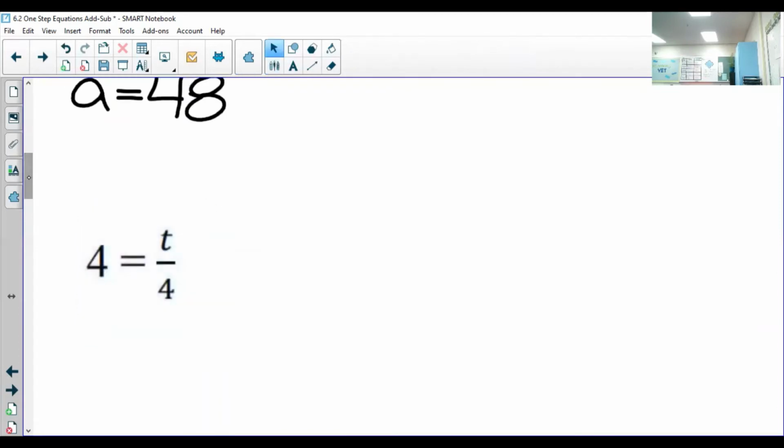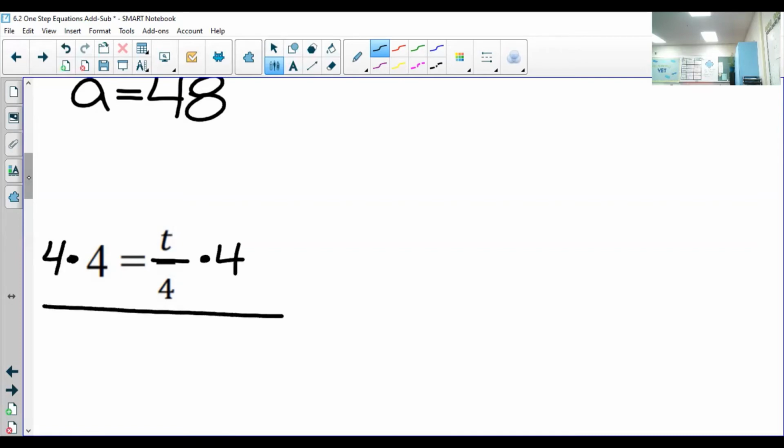Here's another one. 4 equals T divided by 4. So it doesn't matter which side the division problem is on, you're going to solve it the exact same way. We have a divide by 4 right here, right? So to reverse that, I'm going to times by 4. My 4's on this side cancel because I want just the T left. Equals, what's 4 times 4 over here? 16. So I know that T equals 16.